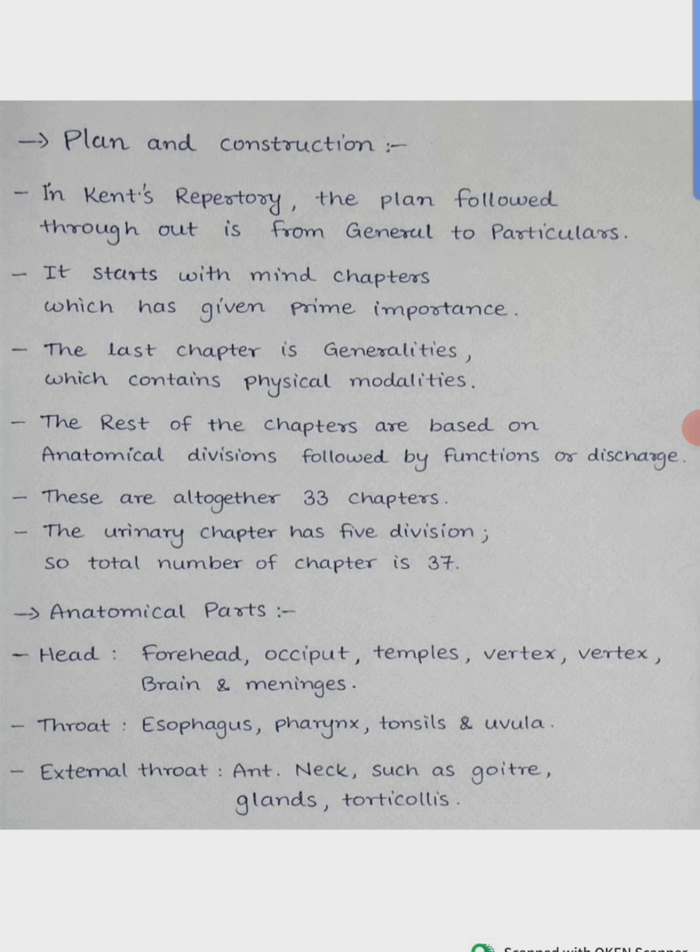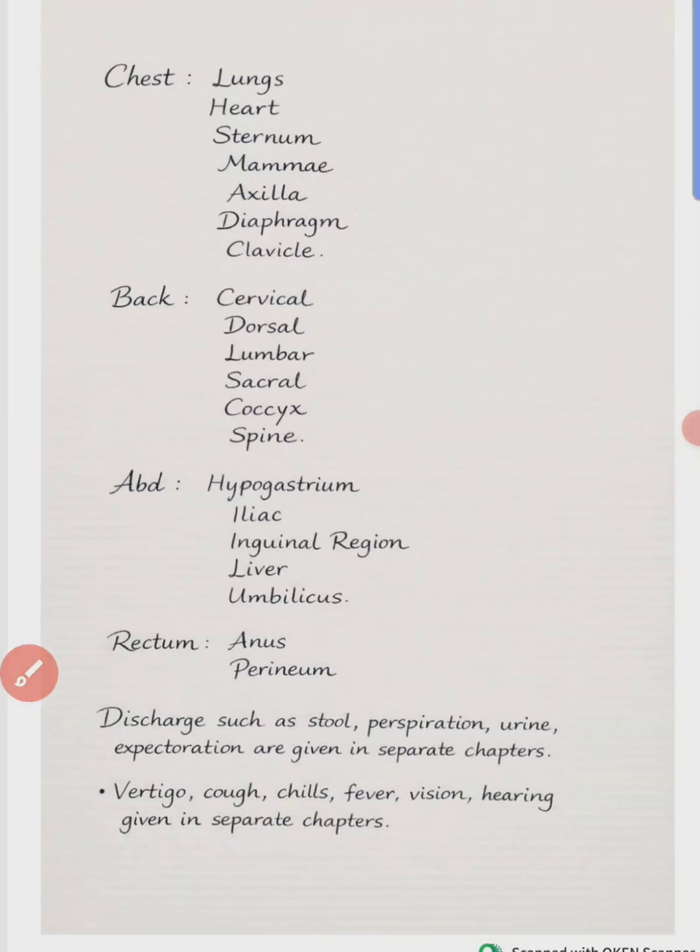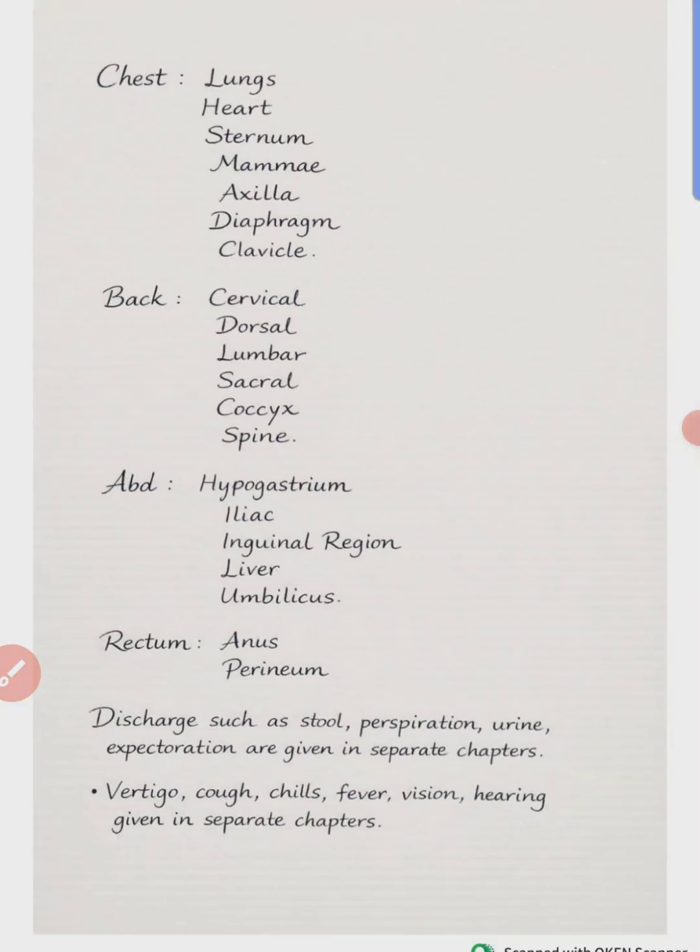Anatomical parts. Head contains forehead, occiput, temples, vertex, brain and meninges. Throat contains esophagus, pharynx, tonsils. External throat contains anterior neck, such as goiter, glands, torticollis. Chest contains lungs, heart, sternum, mammary gland, axilla, diaphragm, clavicle. Back contains cervical, dorsal, lumbar, sacral, coccyx and spine. Abdomen: hypogastrium, iliac, inguinal region, liver, umbilicus, spleen, etc. And rectum contains anus and perineum. Discharges such as stool, perspiration, urine, expectoration are given in separate chapters. Vertigo, cough, chill, fever, vision, hearing are also given in separate chapters.